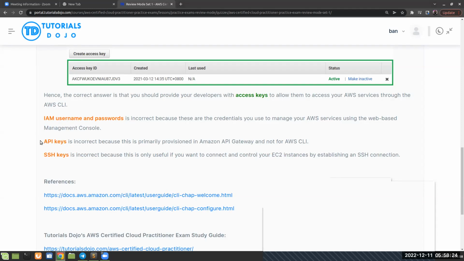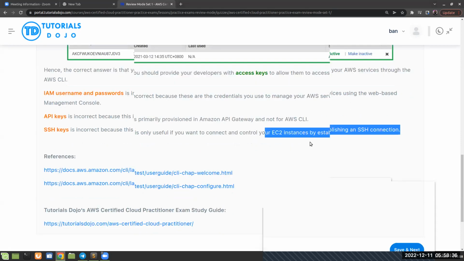So if you want to know what the other keys are, SSH keys is used to control EC2 instances when you connect by SSH, and API keys just for Amazon API.